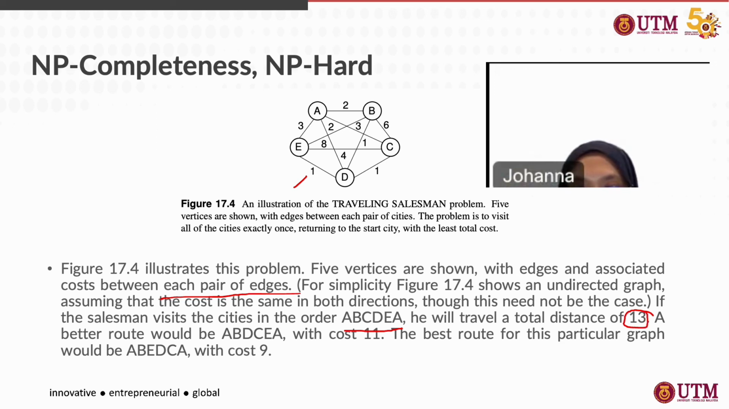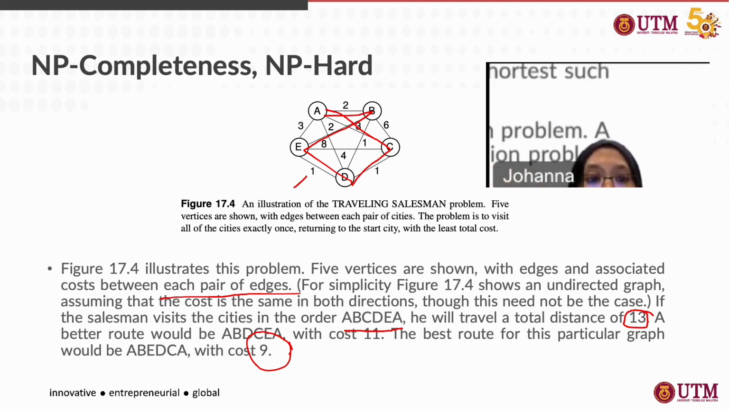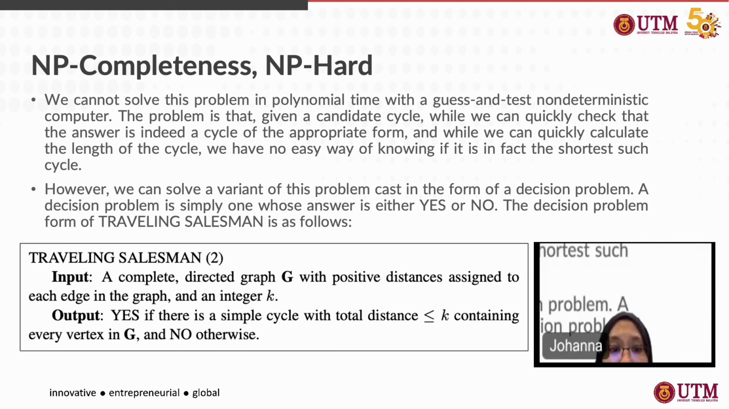Based on the numbers, this one we calculate. A better route would be A, B, D, C, E with a cost of 11. And the best route would be with a cost of 9. So you can see that there are many possibilities. We have many directions, but which route actually has the lowest cost? So this is an example of NP-completeness and NP-hard, the traveling salesman.